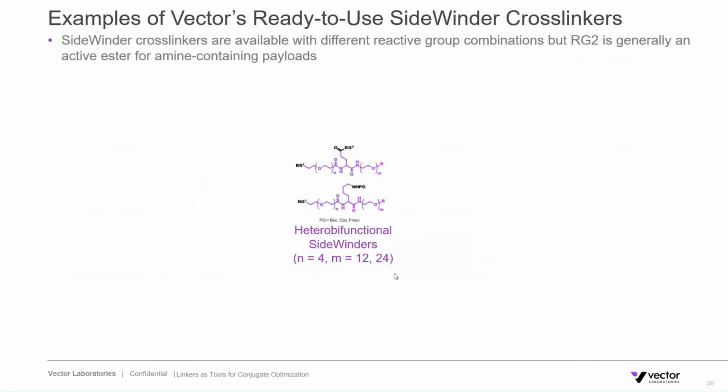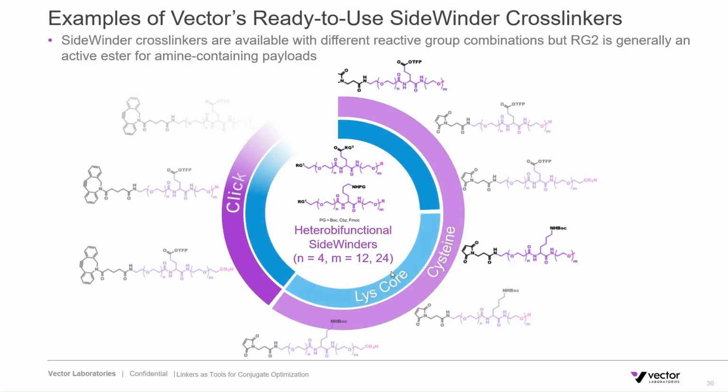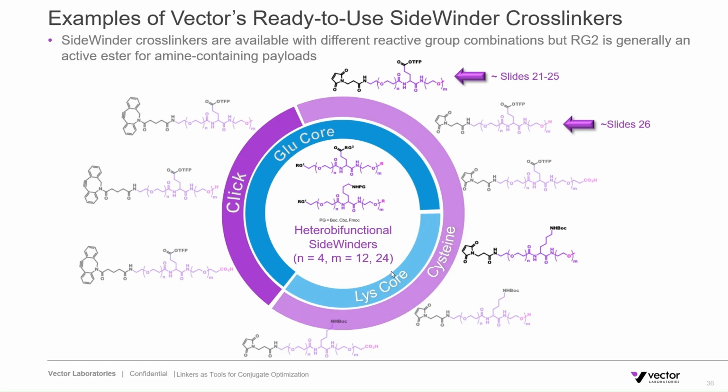These are some examples of Vector's ready-to-use sidewinder crosslinkers, and these have that orthogonal PEG shielding structure. These are also available with different reactive groups, but one of them is typically the active ester for amine-containing payloads. For the PEG lengths, we're looking at PEG 4 for the stretcher component and 12 or 24 for the modifier. And they're typically built on a lysine or glutamic acid core, and the catalog products, the full color structures, are available for cysteine conjugations, while the transparent structures are currently in development. And again, if you would like to go back and look at the slides denoted here, you can look at some of the benefits of using similar types of linkers in those examples.